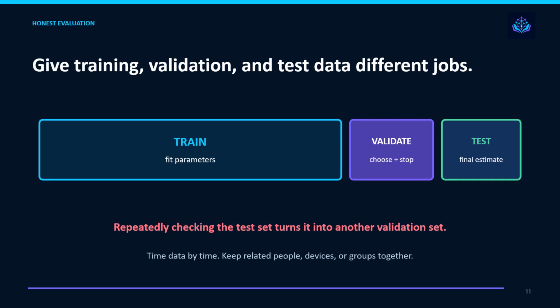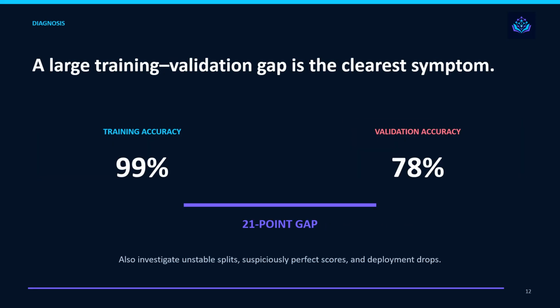Use separate training, validation, and test sets. Training fits the model. Validation helps you choose and tune it. The test set stays untouched until the end. For time-based problems, split by time. Look for a large gap between training and validation performance, unstable results across different splits, suspiciously perfect scores, or a sudden performance drop after deployment.